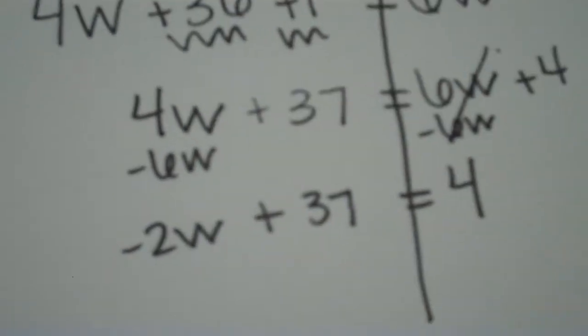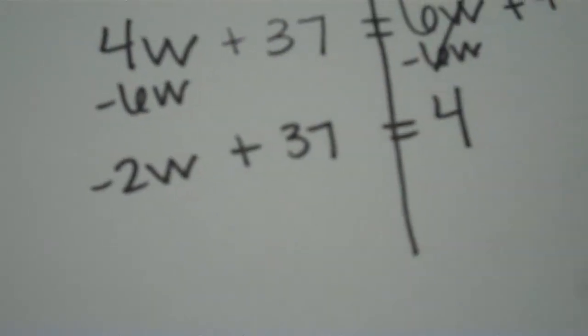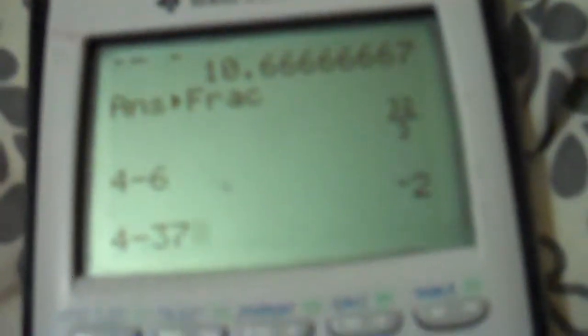like normal. I'm W, negative 2 is my best friend. I'm going to get rid of negative 30, or plus 37. The opposite of adding 37 is subtracting 37. Right? Those go away. I'm at negative 2W. 4 minus 37. 4, I can't see my calculator. 4 minus 37 is negative 33. Good. And then we divide by negative 2.